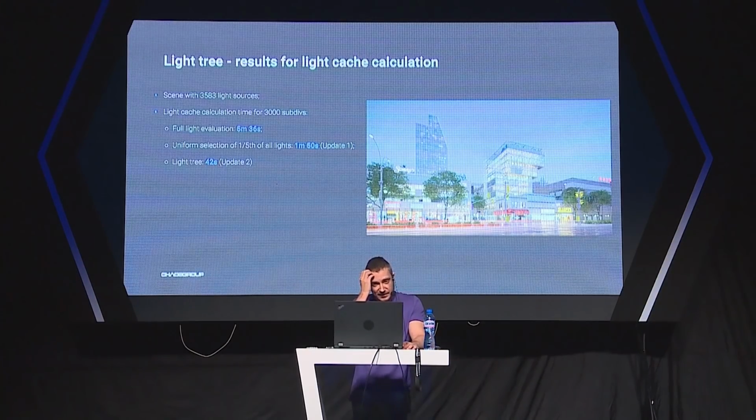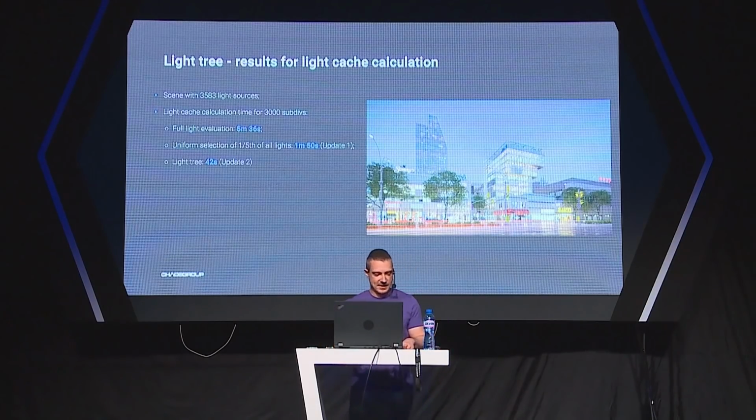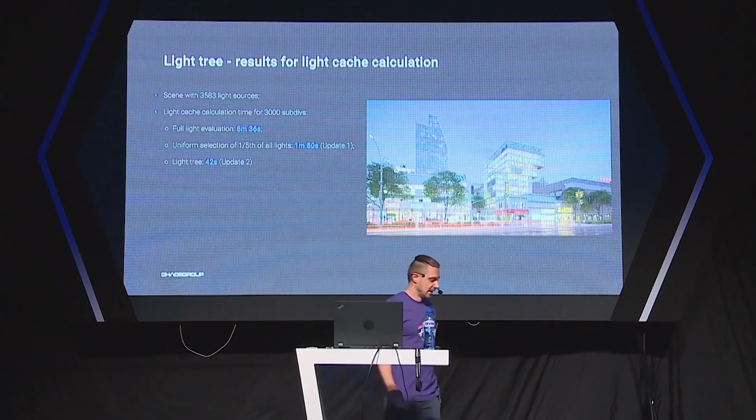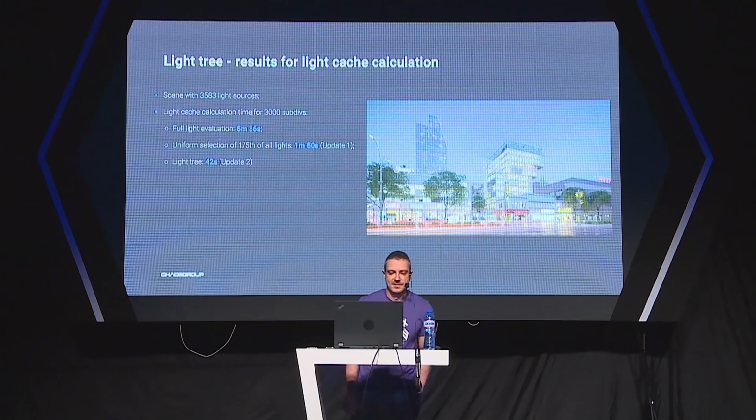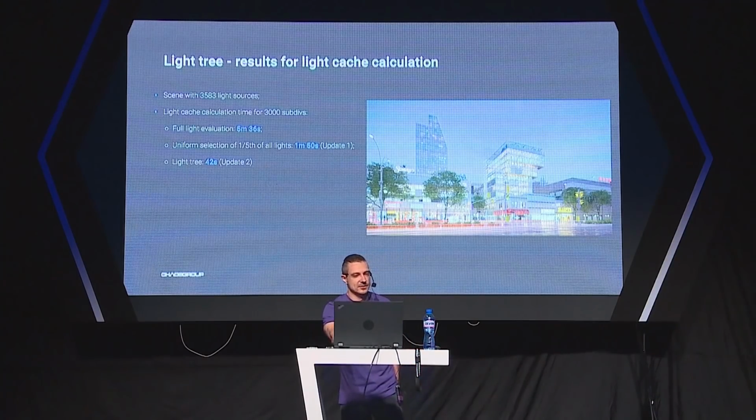For a light cache with a little bit higher settings, with the full light evaluation, where at every single point you evaluate all the light sources in the scene, the light cache itself will take 5.5 minutes. This is without the final rendering, just the light cache calculation. And if we use uniform light selection, what we had in V-Ray 3 and in the initial release of V-Ray Next, this goes down to 1 minute 50 seconds. And with the light tree, which we have now in update 2, this is down to 42 seconds. So that's quite a speed improvement. And for many scenes, it turned out that the light cache calculation is a significant portion of the render time, so this can save quite a bit.